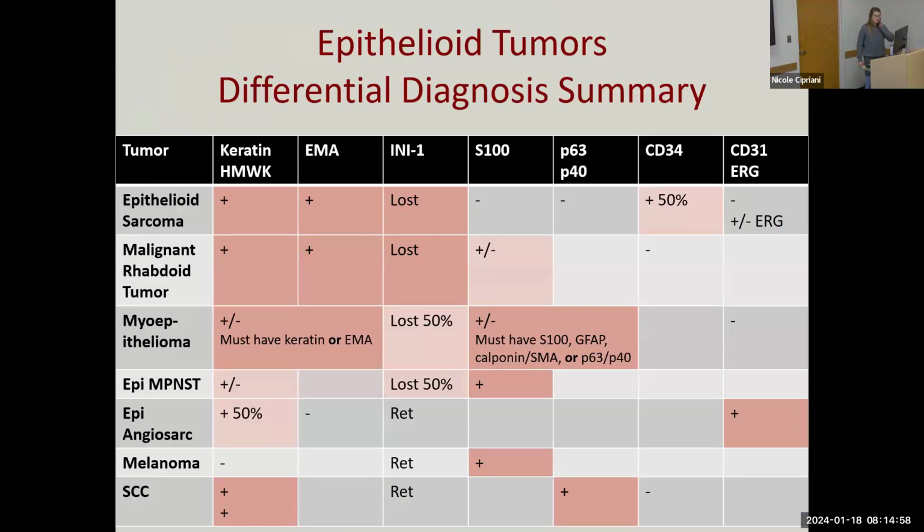So here's your differential diagnosis of the epithelioid cells. As you can see, a lot of them, right? A lot of them express keratins, either strong or kind of middle range. Many have INI1 loss, and the rest you can fill in.